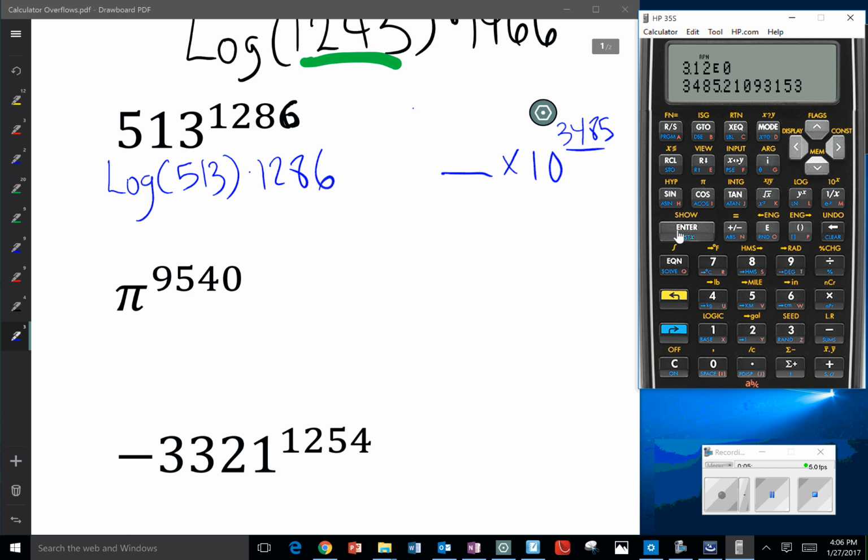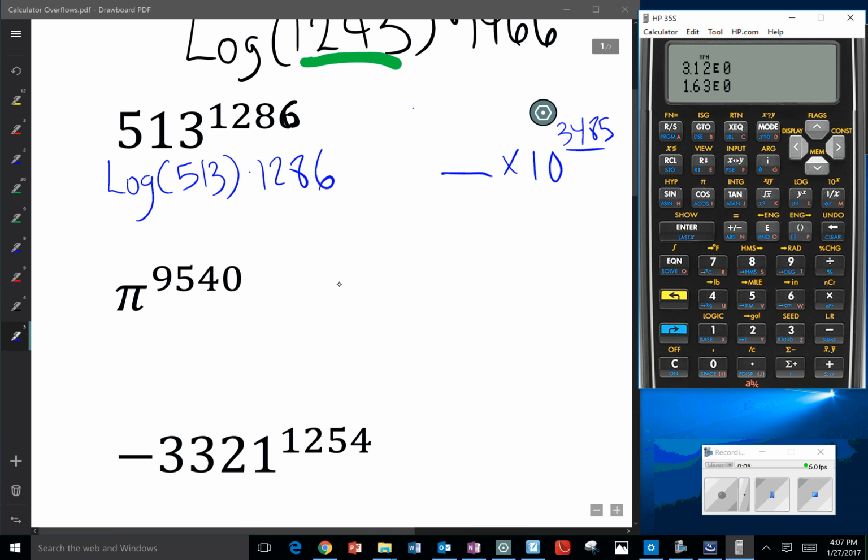So I get rid of 3,485 by subtracting 3,485. I'm going to subtract that, and I get that number, right? Everything is gone but the decimal part. And remember, at the beginning of the problem I logged, so at the end of the problem I do 10 to the x. And I get 1.63.